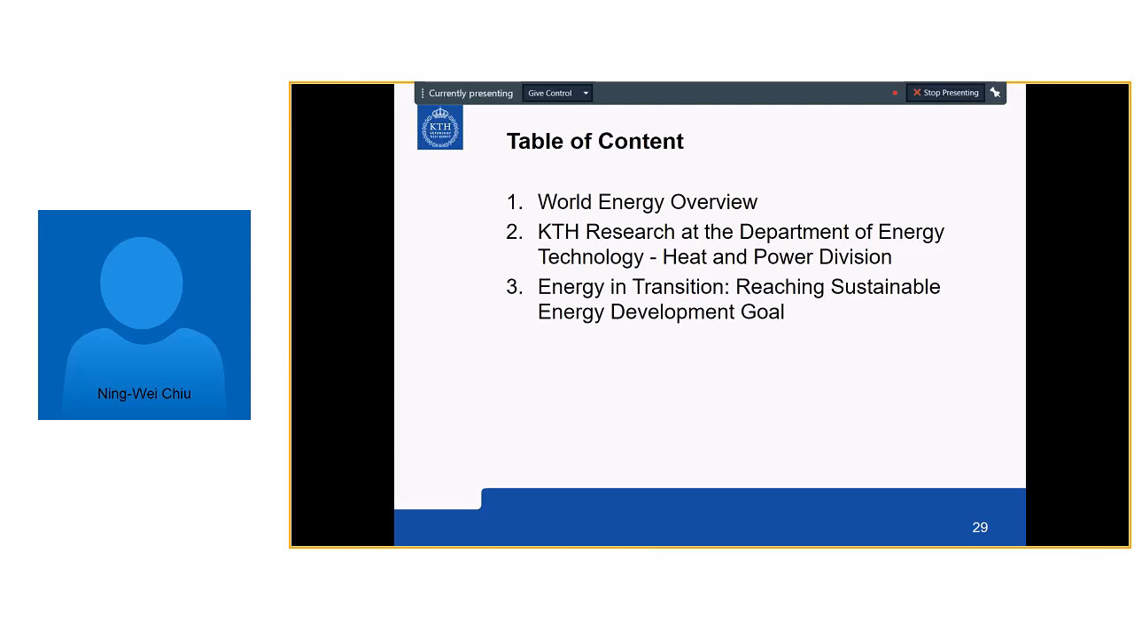So the table of contents for the second part of today's session will be an overview on renewable energy worldwide. So it's not just energy, but we will put a bit more focus on renewable energy. I will present the different research that we have at energy technology departments, heat and power division. Maybe some of you have joined the introductory course, so maybe you have seen some of these slides over there.